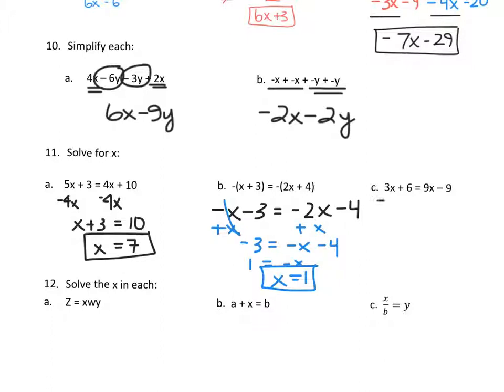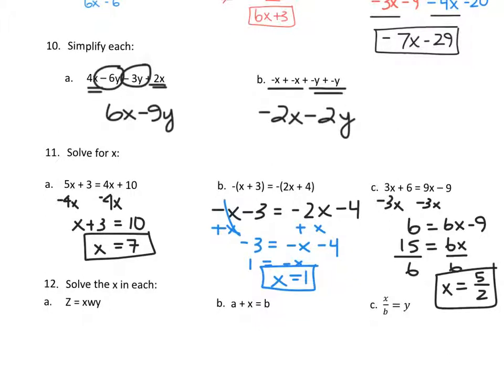C, I'm going to subtract 3x from each side. So 6 equals 6x minus 9. Add 9, 15 equals 6x. And divide both sides by 6. So 15 divided by 6 is going to be 5 halves if I divide the top and the bottom by 3, or you can put 2.5. 5 over 2 is the same thing as 2.5.